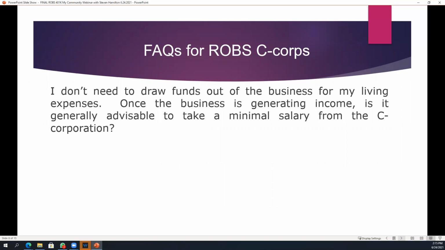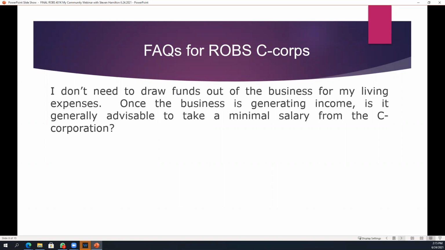There is technically no specific requirement for a C Corporation to draw a salary. However, if the business is generating income and you are active in that business in any way, shape, or form, you will be in a position where you need to be paid a market salary. That reasonable compensation for your personal services.